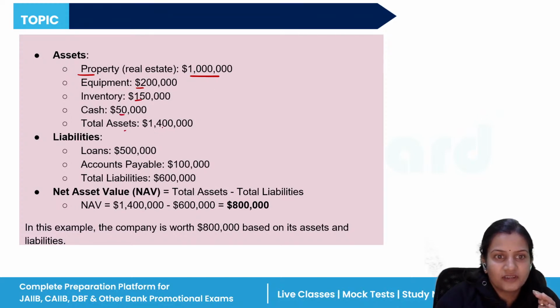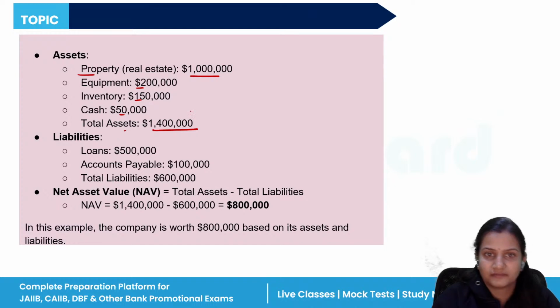Now, for example, assets are of this value: equipment, inventory, cash, total assets. So, how much are the total assets? That is 14 lakhs. If you see it in terms of rupees, that is 14 lakhs. Now, how much are the liabilities? That is 5 lakh. Accounts payable is how much? 1 lakh. How much are the total liabilities? That is 6 lakh.